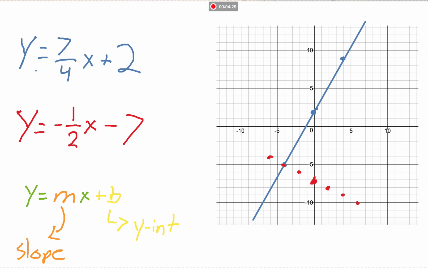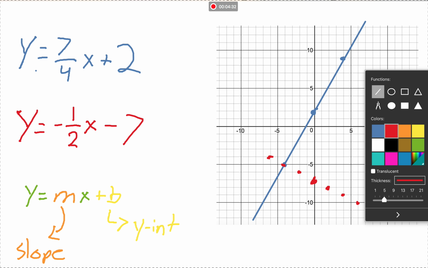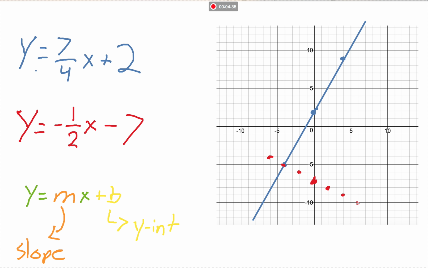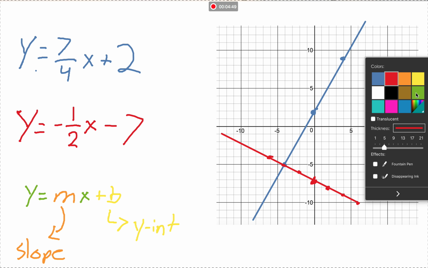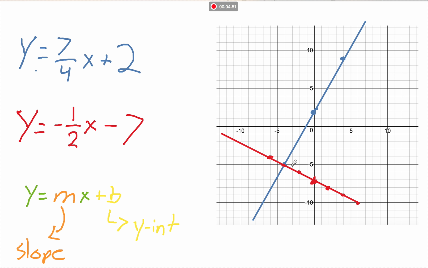Finish connecting our lines, connect our points. And we get, let's see. Right there, we see that the two graphs intersect at the point, we'll use green, negative 4, comma, negative 5. These two lines cross at negative 4, negative 5. They're equal at negative 4, negative 5. So we can write that as our ordered pair, negative 4, comma, negative 5.